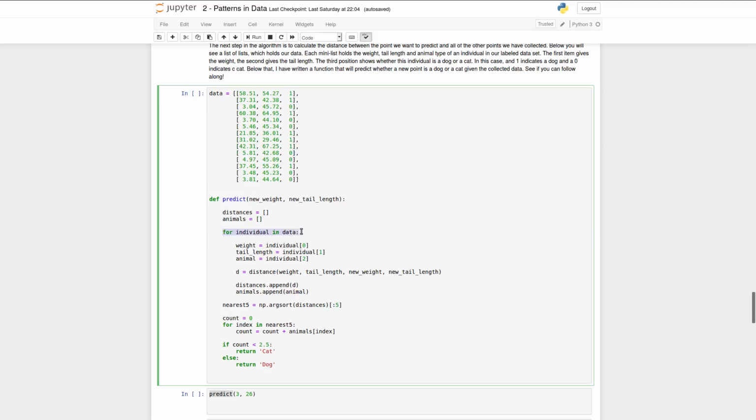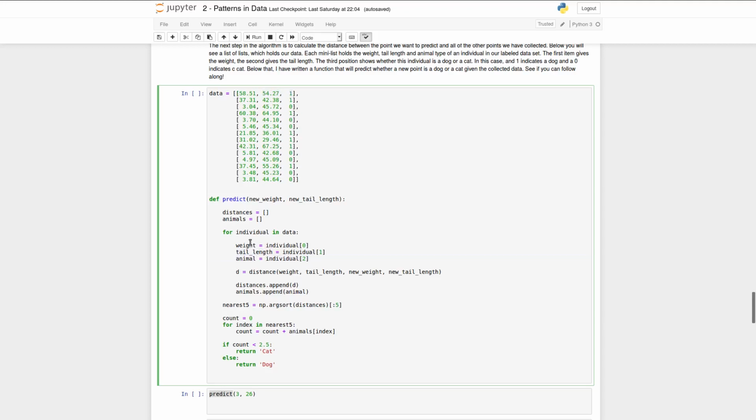So we're doing a for loop here. We're saying for individual in data, which means we're going to go through each one of these things, where individual will be each one of these as we loop through it. We're going to say the weight is individual 0. Now remember, 0 means the first item of a list. So weight is going to be this thing. And then tail length is going to be individual 1. Remember, 1 means the second element in a list, because we always start at 0. Tail length is going to be this. And the animal is going to be the third item in the list, a 1 or a 0.